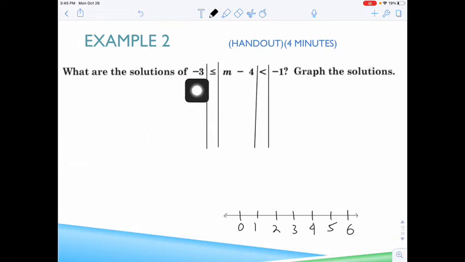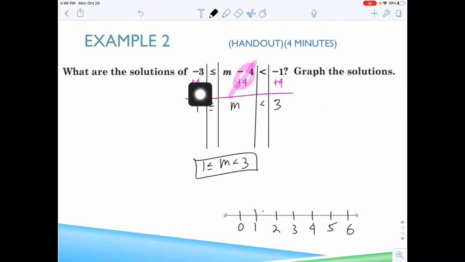The railroad tracks help us see that we have 1, 2, 3 sides, and our goal is still to get m all by itself. Right now we have -3 ≤ m - 4 < -1. I want to get the m by itself. Right now this minus 4 is in the way, so what I'm going to do is add 4 to all three sides. -3 plus 4 is 1.